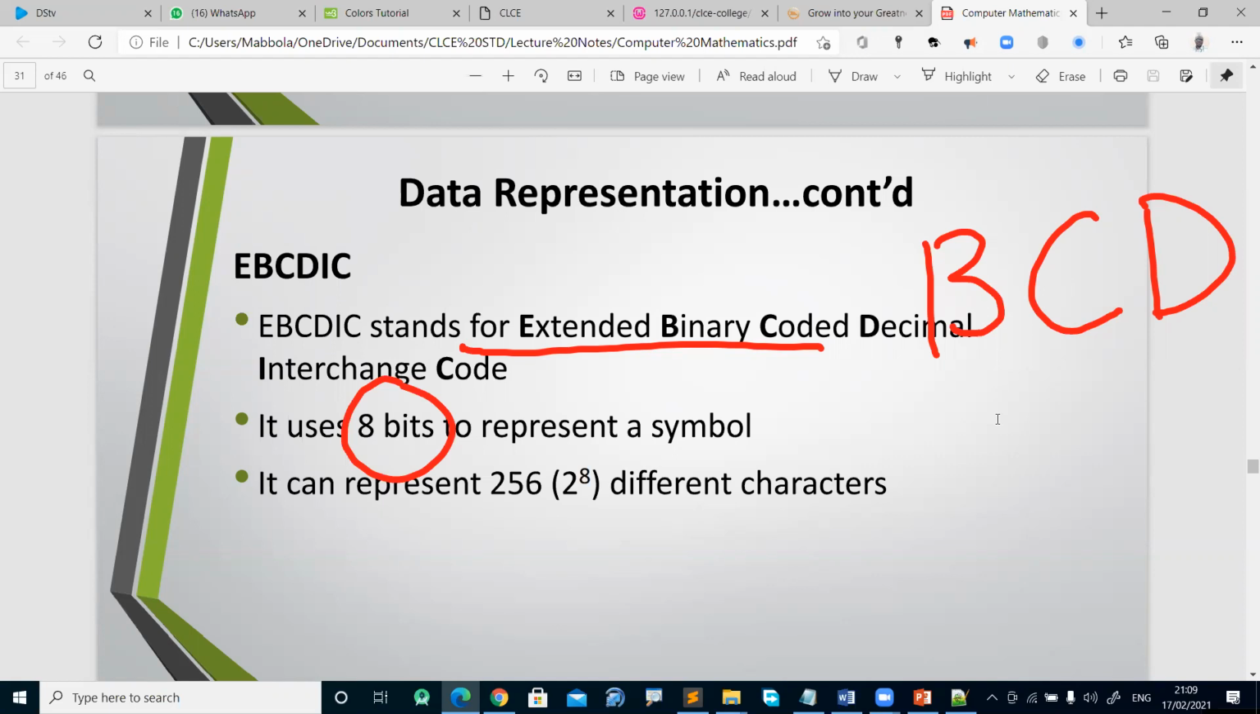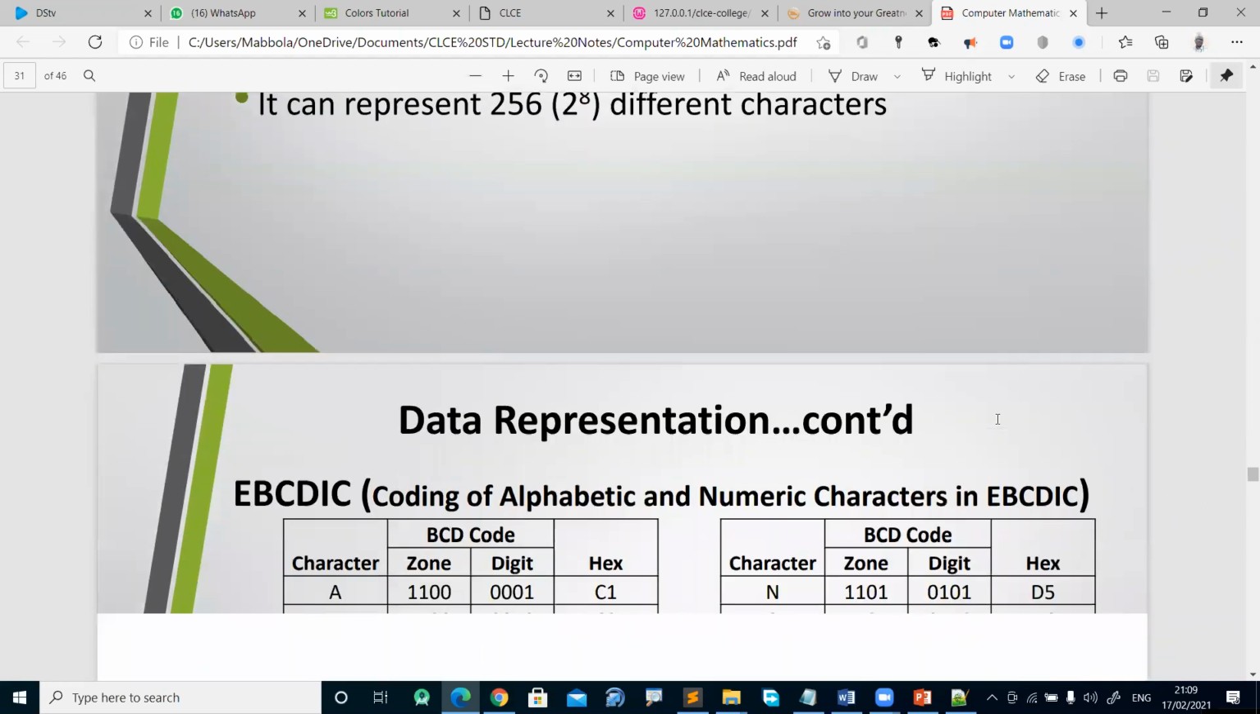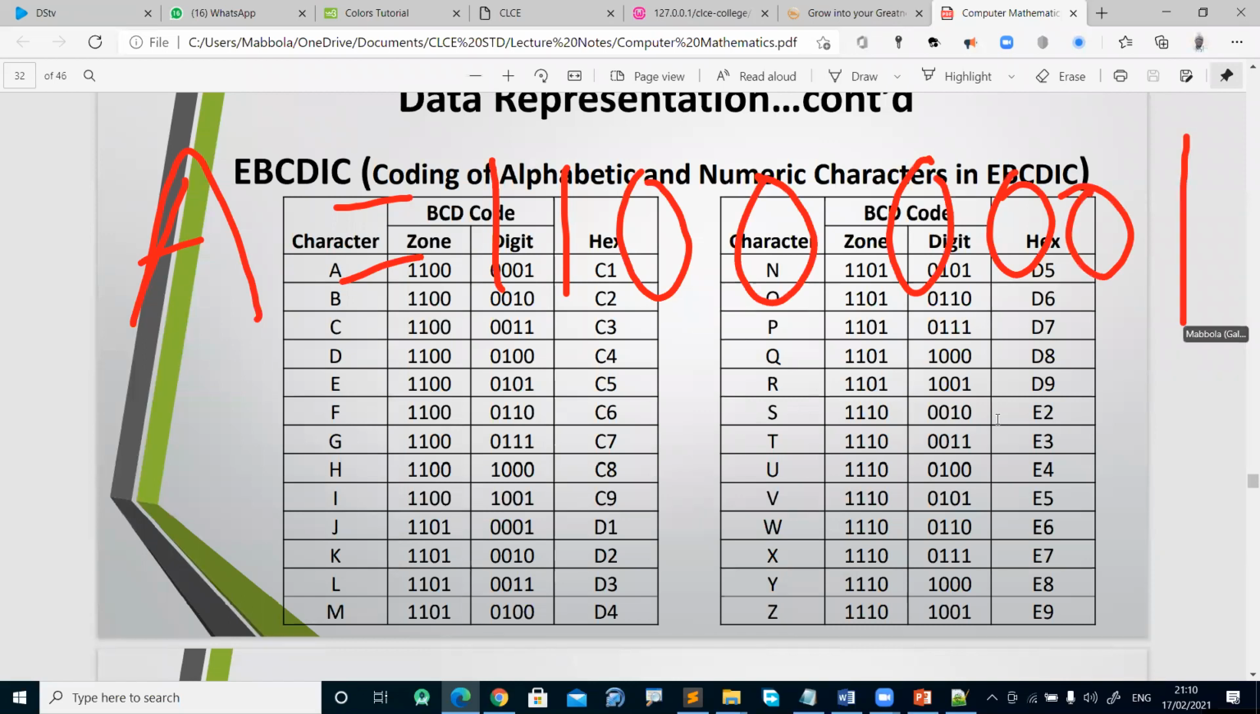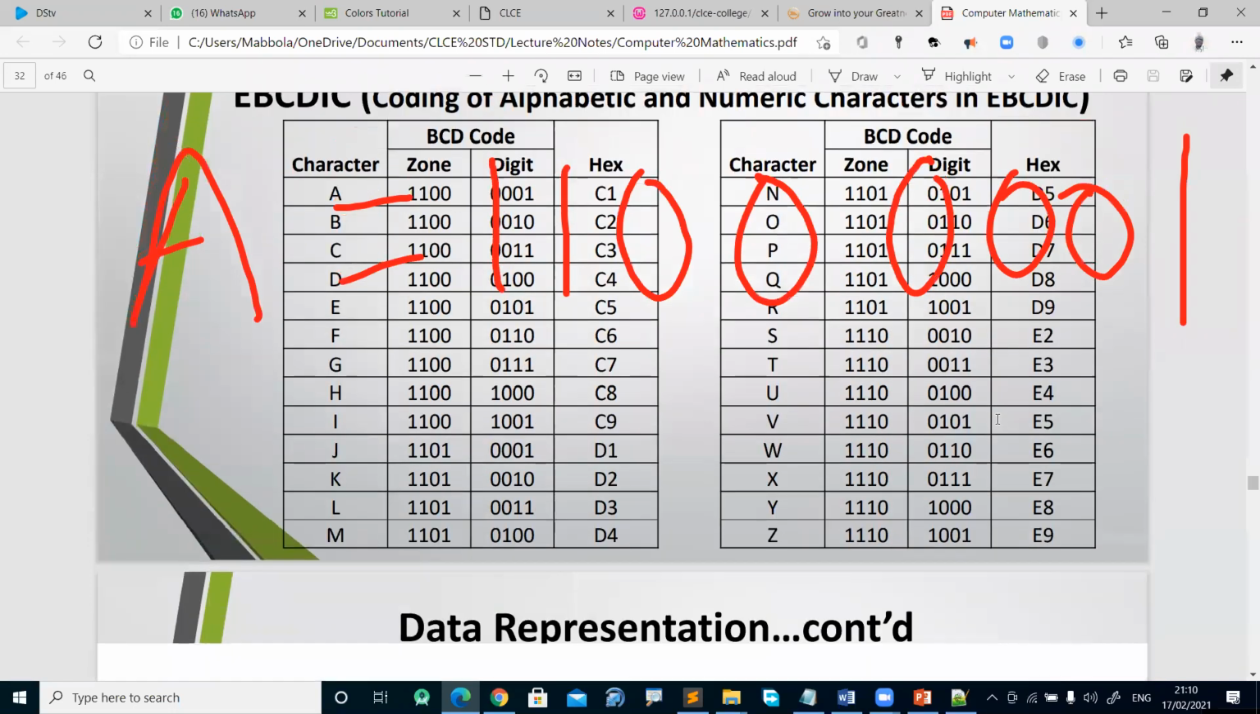And the number of bits, how many are there? 8. So whether it's EBCDIC or ASCII, the bits are the same, they are 8. So the difference would be this. I want you to see. Here, character A is written as, combine them to make 8, so character A is 11000001. Check, this is EBCDIC. Now, how will the other one represent A?